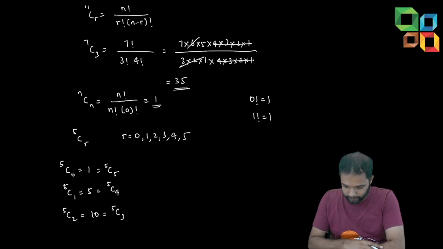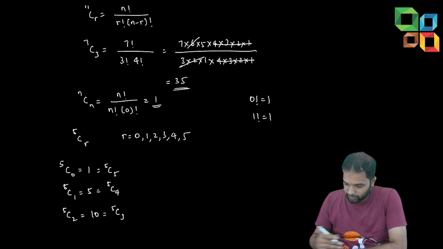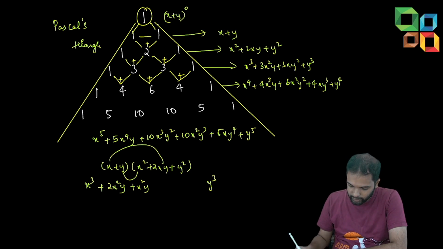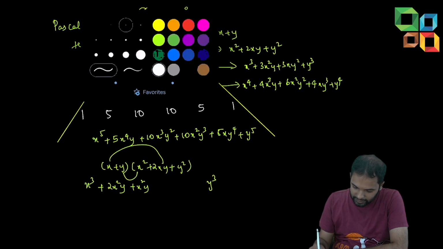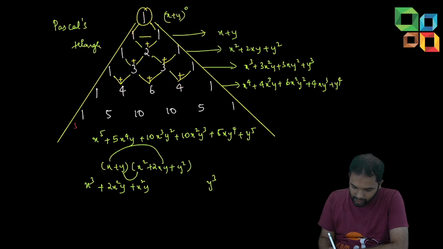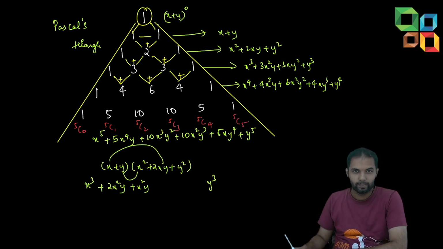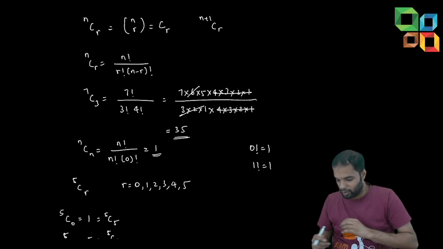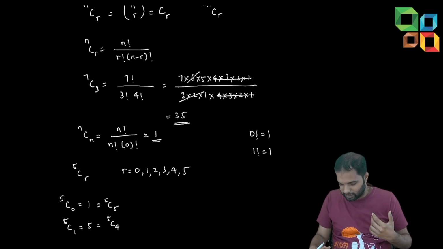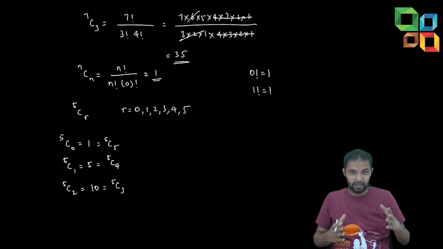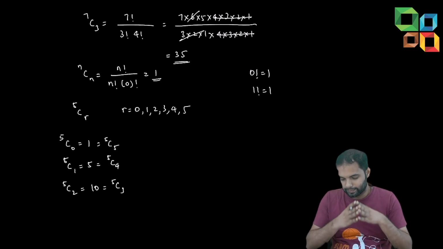All the different terms. I don't know if you have noticed, I just showed you. So you can just write it down here: 5C0, 5C1, 5C2, 5C3, 5C4, 5C5. If somebody wants to go and try it randomly to figure out the binomial expansion, this is one hit.